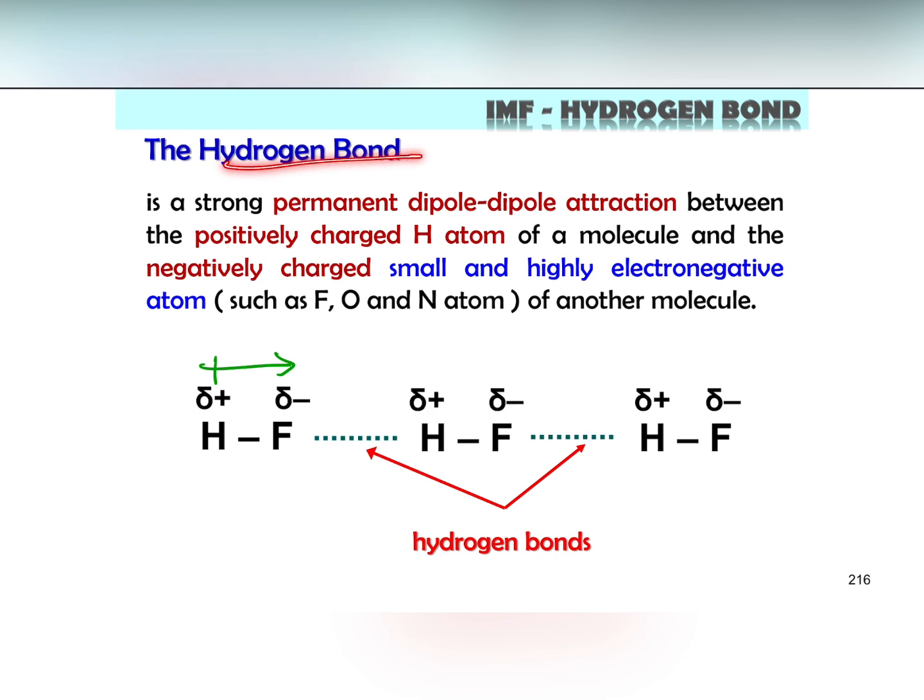Okay, so for hydrogen bond, it is a strong permanent dipole attraction between positively charged hydrogen atom of one molecule and negatively charged small and highly electronegative atom, fluorine, oxygen ataupun nitrogen atom from another molecule. Okay, so ingat, ini masih lagi intermolecular forces, so maksudnya between molecule. Okay, so maksudnya satu ada hydrogen atom, satu lagi molekul, dia ada FON.